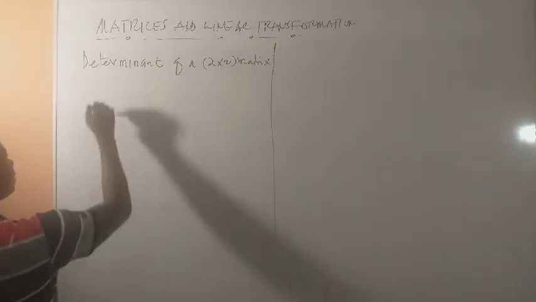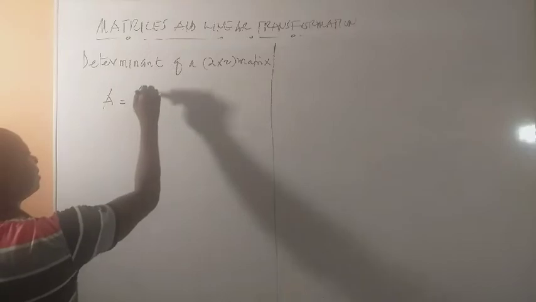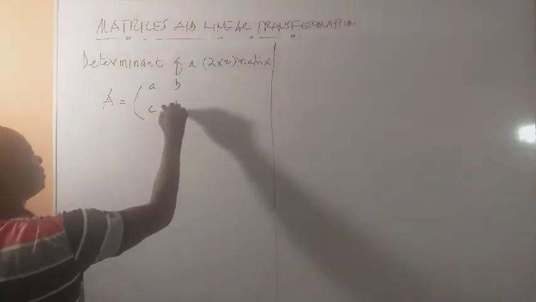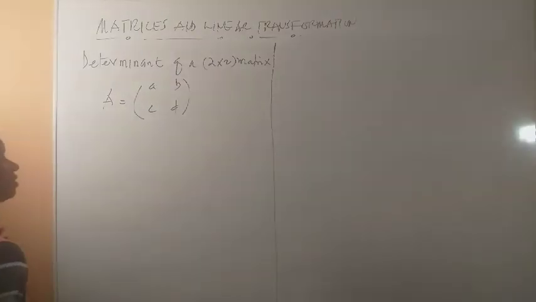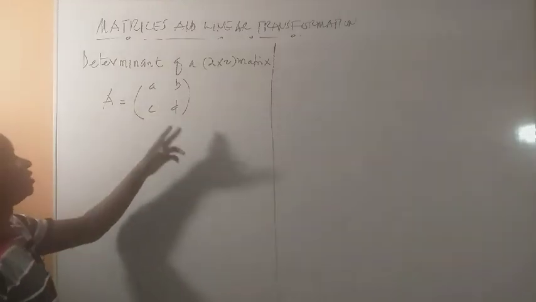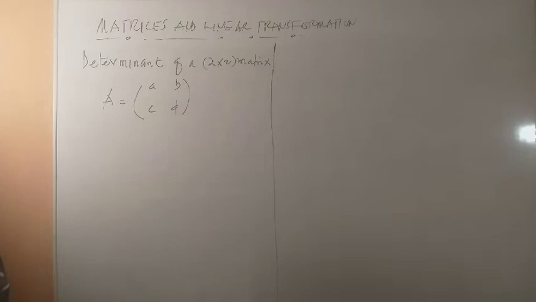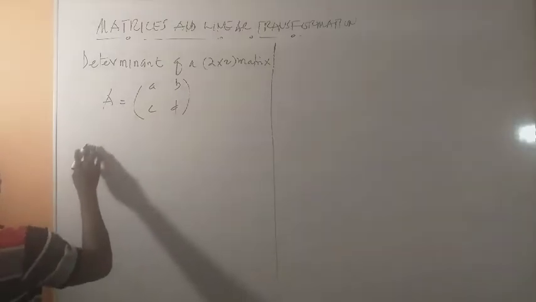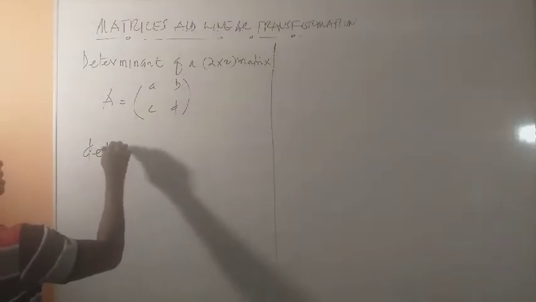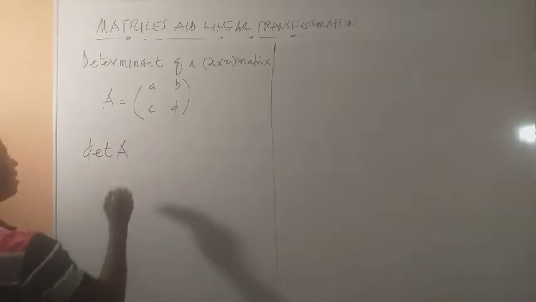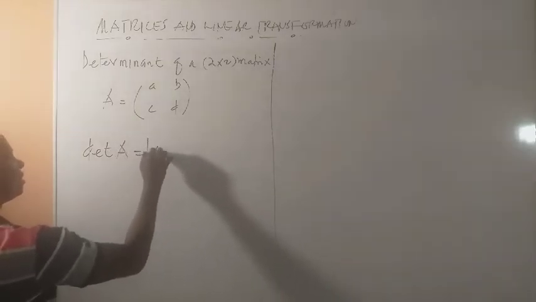Now let's assume that we are given the matrix A to be A, B, C, D. Now we have 2 rows, 2 columns. So this is a 2 by 2 matrix. Now, how do we find the determinant? The determinant is written as either DET of A, that is determinant of A, or is written in this form.